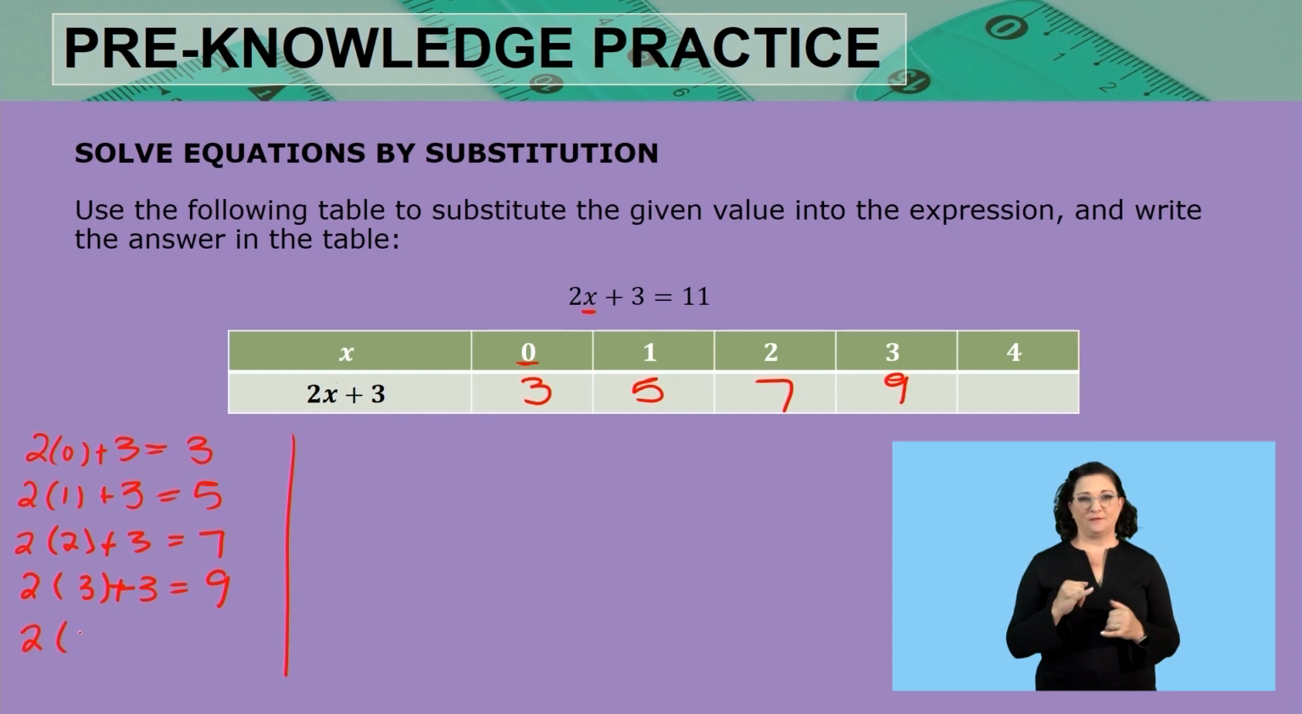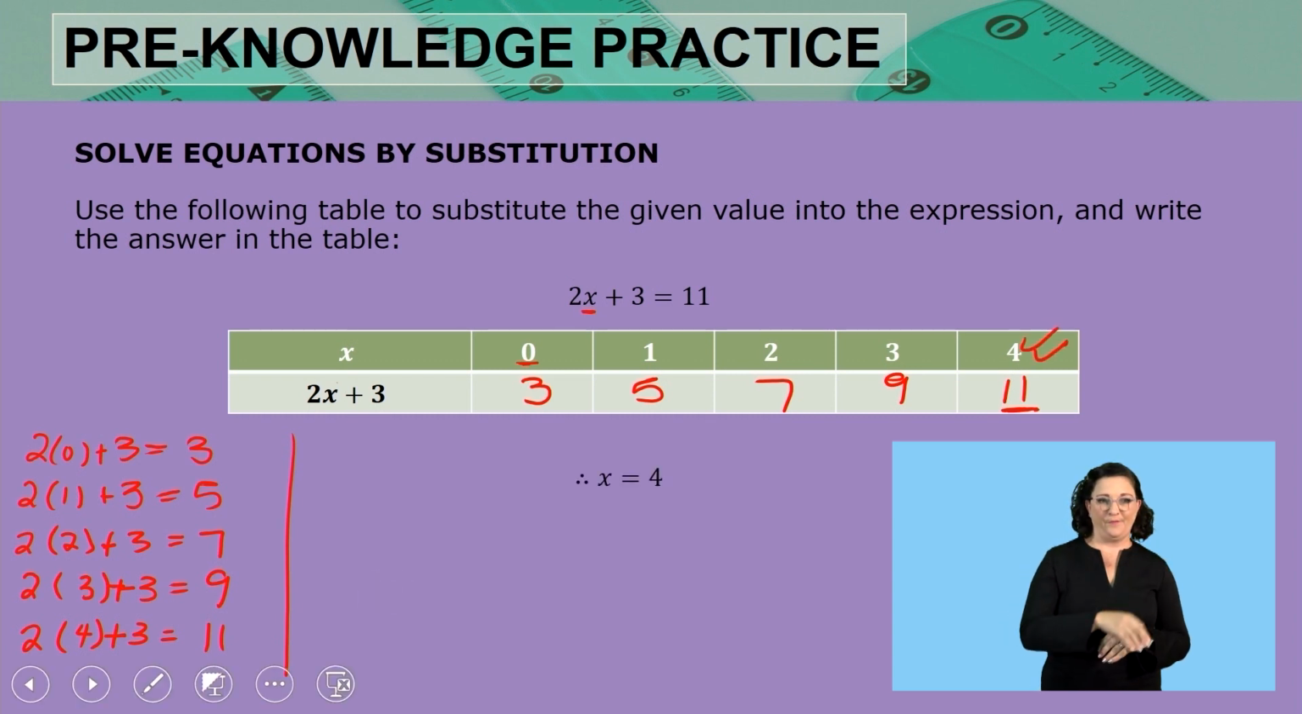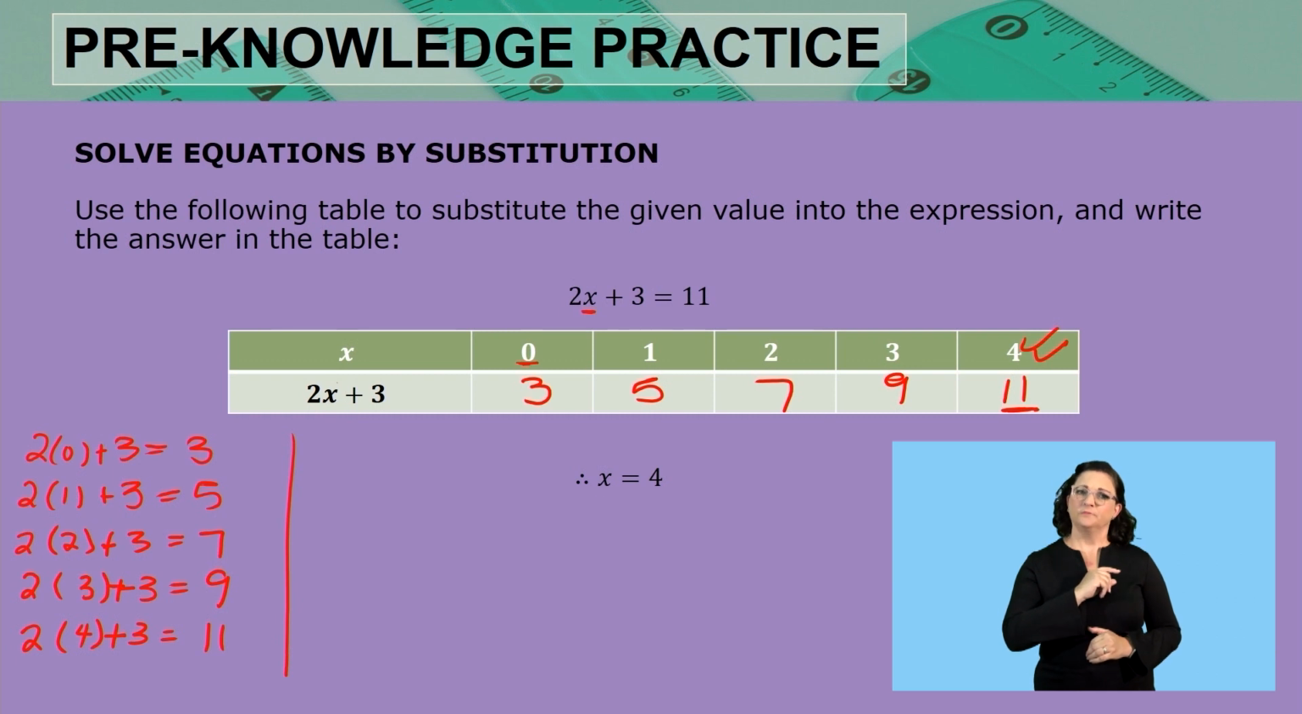When we say 2 multiplied by 4, and we add 3, that is going to give us 11. We can see that we are now getting an answer of 11 when we substitute our x value to be 4. So what does this mean? What is the value of x in this case? For us to get an answer of 11, we had to substitute the value of 4. So this means that our x is equal to 4.